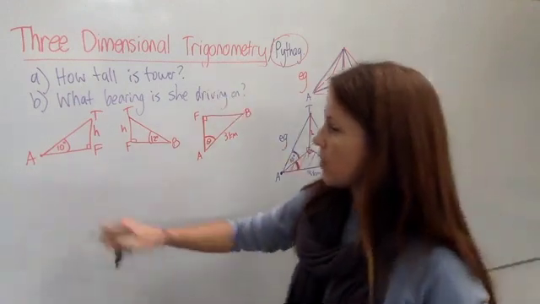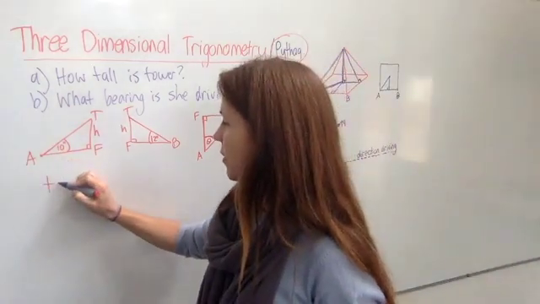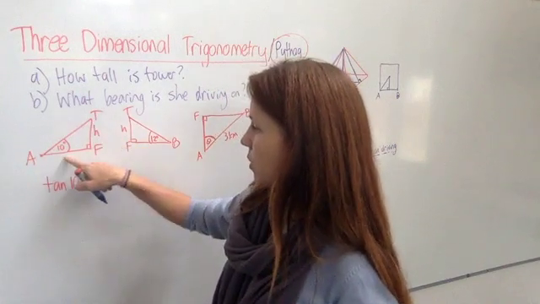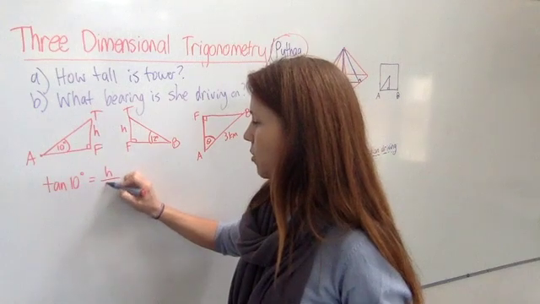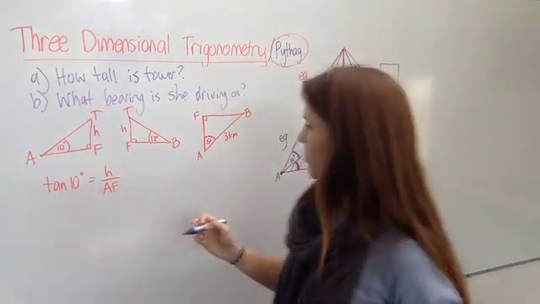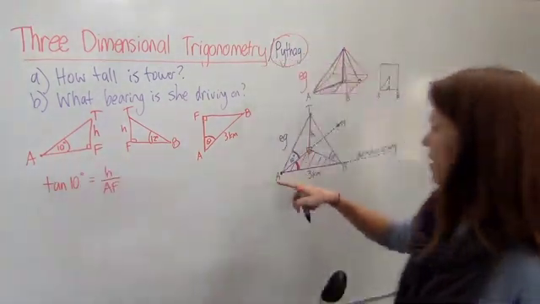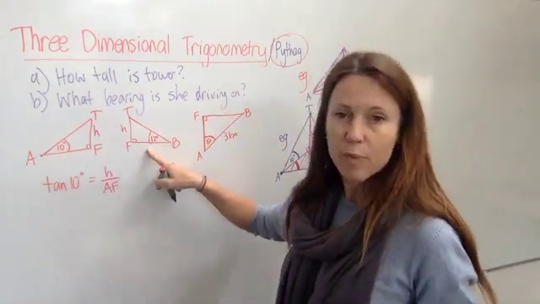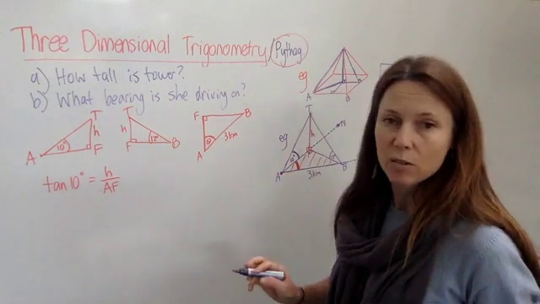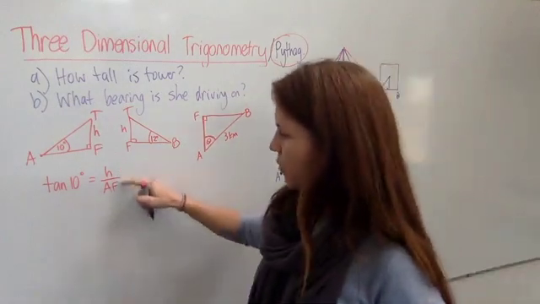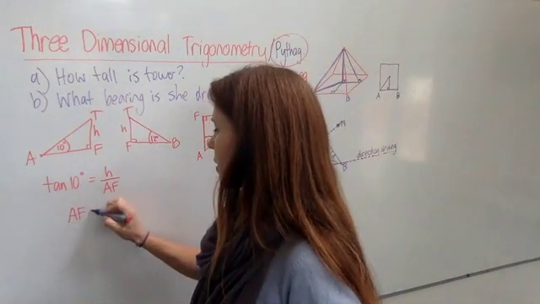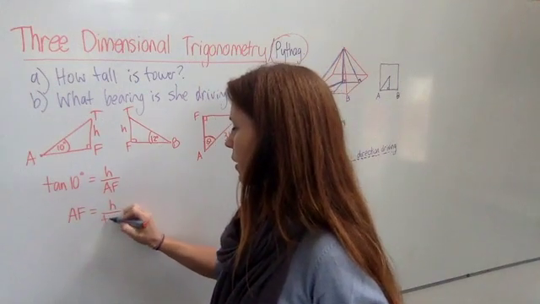So how tall is the tower? Well, I could write here that tan of 10 degrees is equal to opposite over adjacent, H over AF. Now, why am I doing that? Well, I'm thinking that AF and FB are part of this triangle. So let's try and get an expression for AF and for FB, because then we can throw them into this triangle. Now, if I try and get an expression for AF out of this, I'll get this, H over tan 10 degrees.